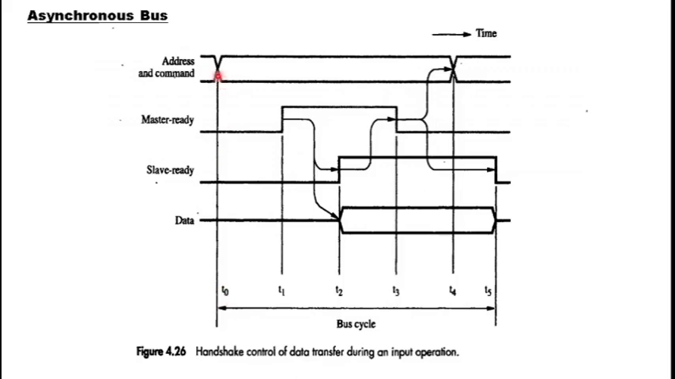Then, at t0 the master puts address and command onto the bus, and it may take some time to stabilize on the bus because of delays, and we have seen that in case of synchronous bus also. So after the delays have been compensated, once the address and command information stabilizes on the bus, master indicates that to all the slaves using a master ready signal. Okay, so suppose that the address and command get stabilized at this point in the bus, that is near t1. So master will give a master ready signal.